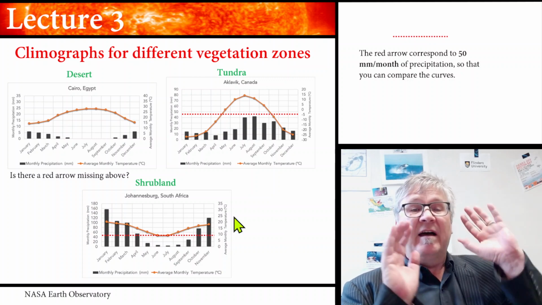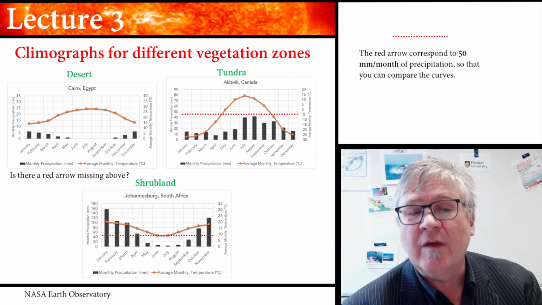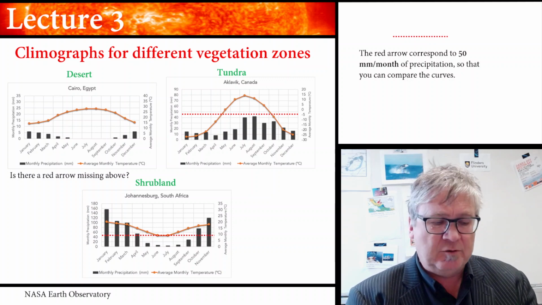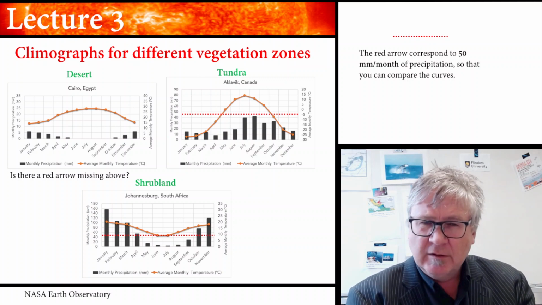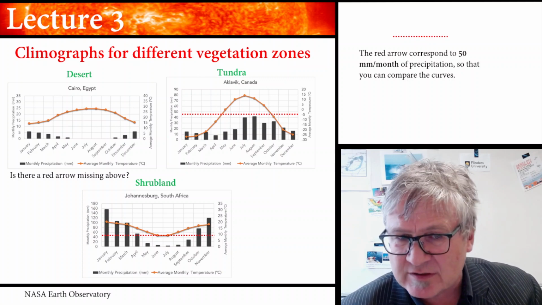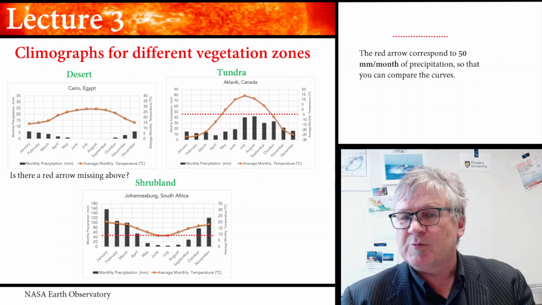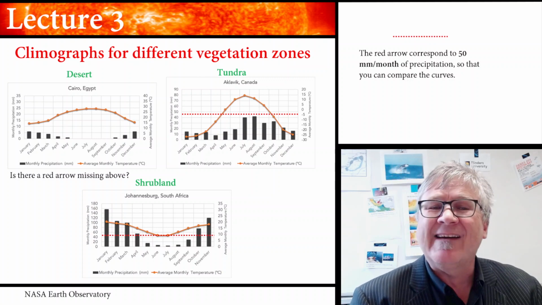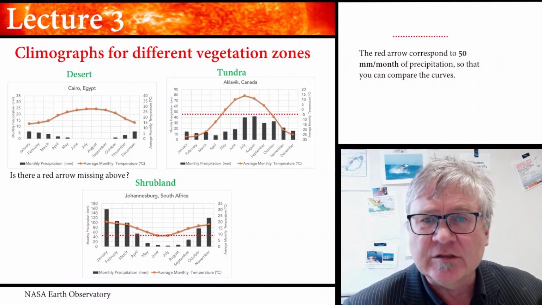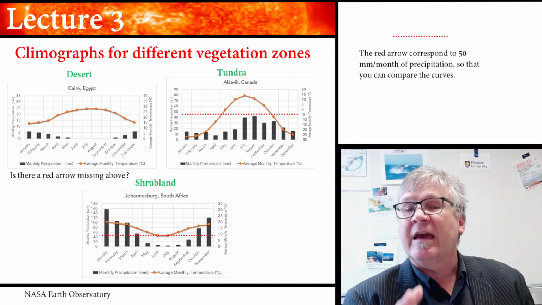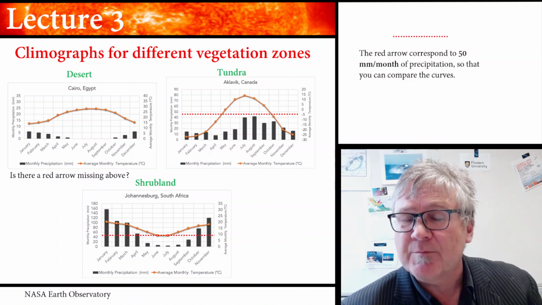So with these examples, I just want to show you that temperature and precipitation have similar but different impacts on climate conditions. You have areas where temperature is the controlling factor, and then you have areas where precipitation is the controlling factor. And that brings us to the end of the second part of the lecture.